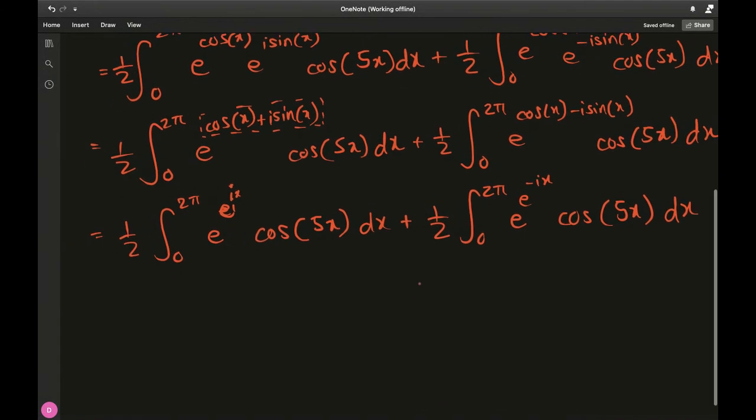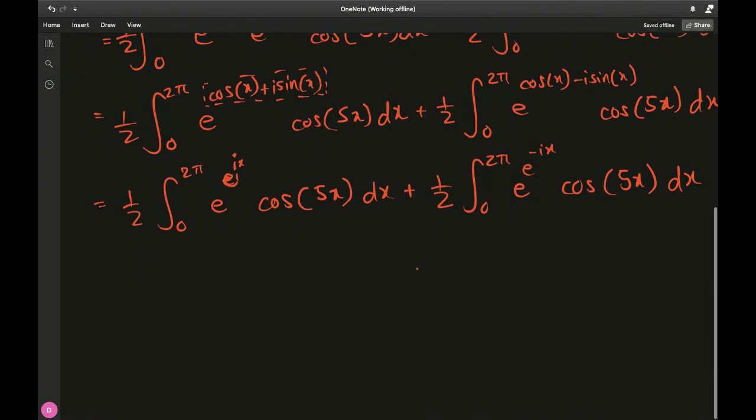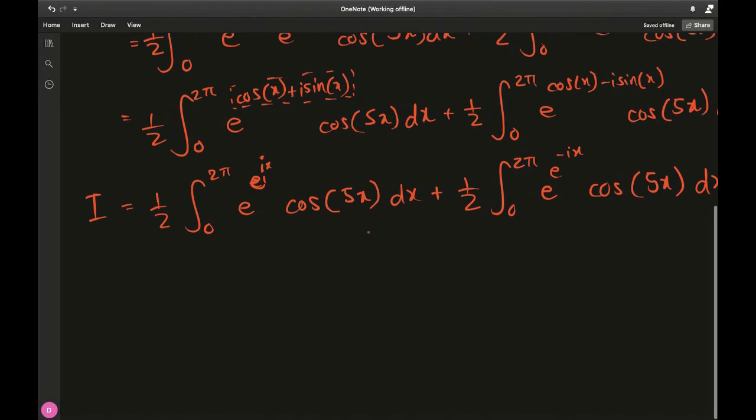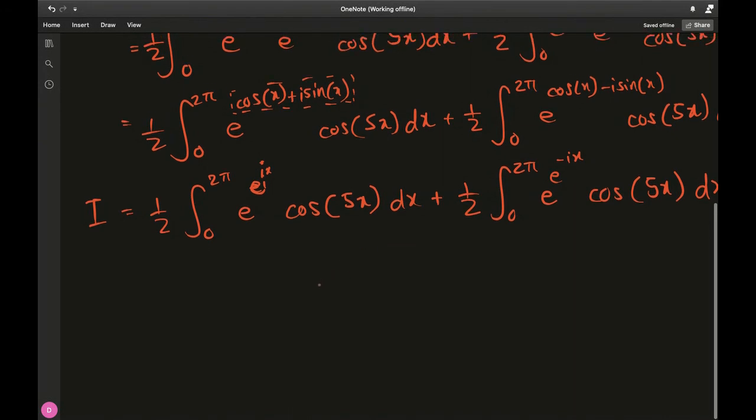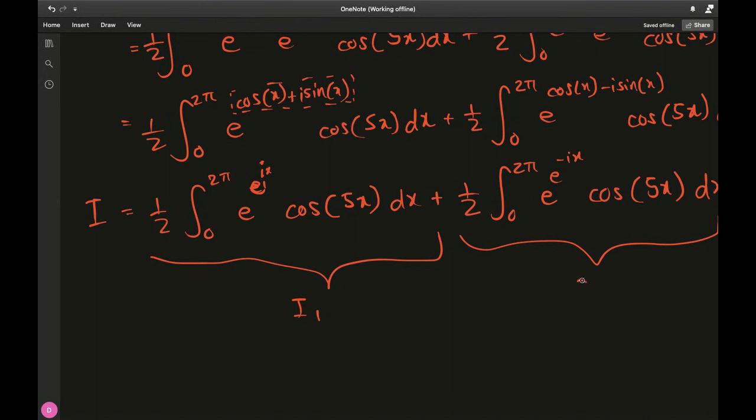Okay, so our integral I basically got split up into these two things, and like in most of my videos, we're going to look at them separately. So call this guy I1, call the other guy I2, and let's look at I1 on a fresh page. See you there.